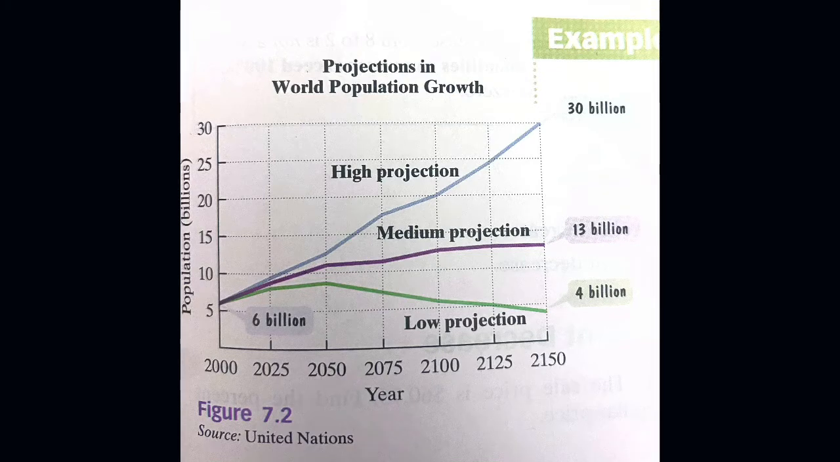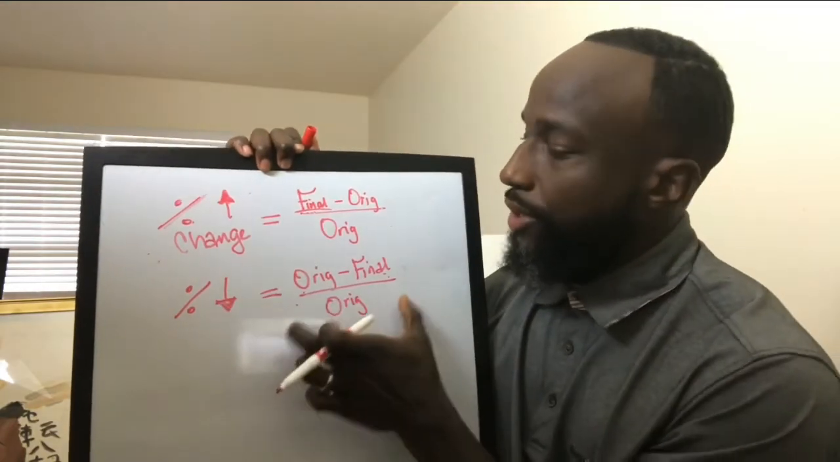So if we want to look at the percent increase of the world population from 2000 to 2150 using the high projection data, in the year 2000 it was 6 billion. The high projection says that in 2150 it's going to be 30 billion. So which formula do we use? Do we use this one or the top?